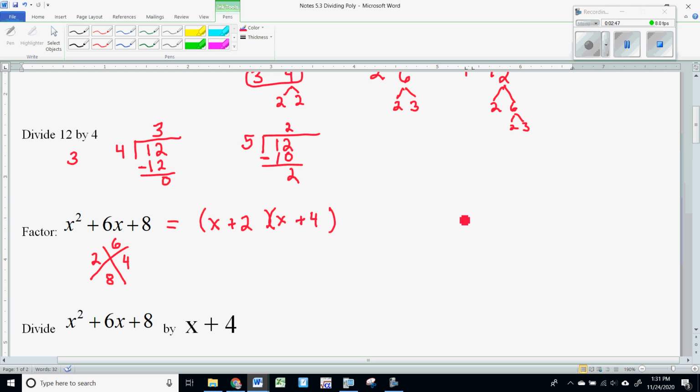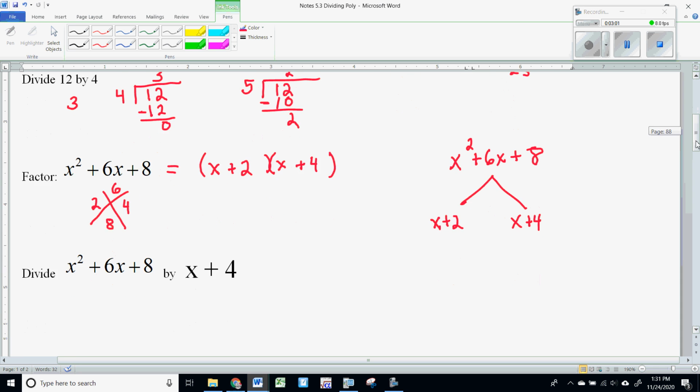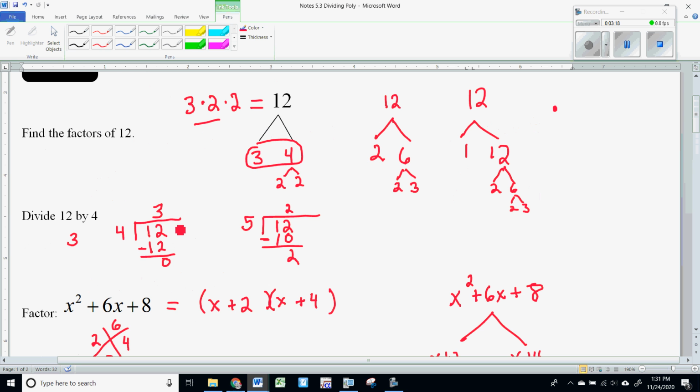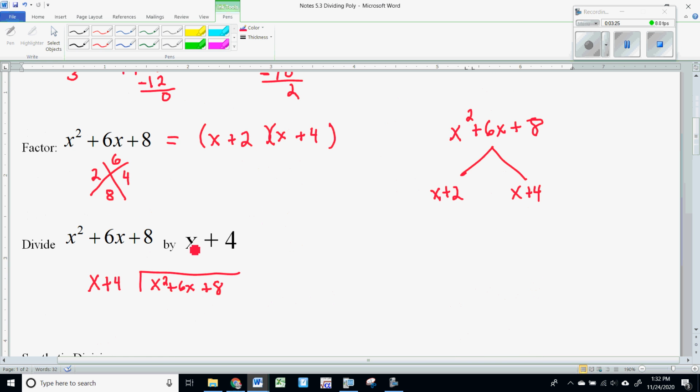Even if we wrote this like we did our factor trees with our numbers, the factors of this are x plus 2 and x plus 4. If I divided x squared plus 6x plus 8 by x plus 4, and I'm not going to actually work through how you would do this, by the same method as up here, 4 into 12, we got the 3. You can see here that my answer is going to be x plus 2, because x plus 4 and x plus 2 are the factors of this.